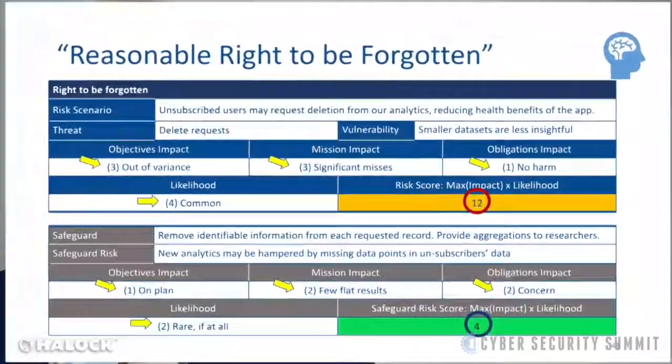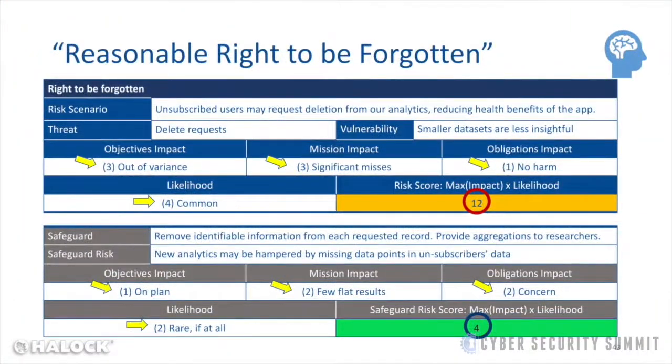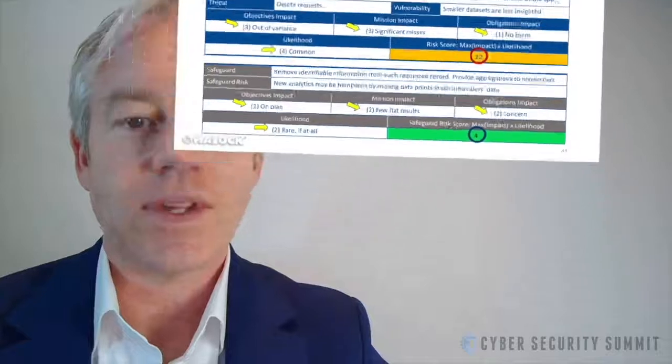Let's take that same risk up in the top table, but on the bottom table, we're doing something a little different. The bottom table, we're saying, let's remove identifiable information from the aggregation table, from the analytic table. Now, if just that information's gone, but I still have the information I need to do the right analytics, just not identifying information, now my risk is much lower. It's rare, if at all, that any information would come out about those people who asked to be forgotten, at least. So now our risk is an acceptable level of 4.